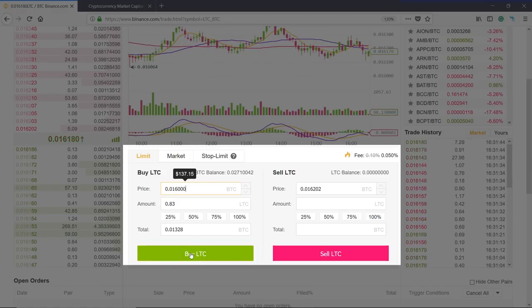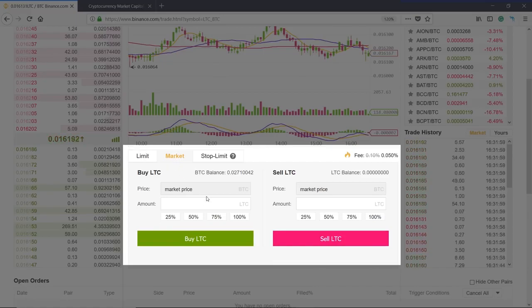I'm not going to click buy because I really don't want to buy anything right now. This is just for illustration purposes. You can actually change the amount you're going to buy here, 25% or 50%, 75%, or all of my Bitcoin here. So, that's how that buy works.